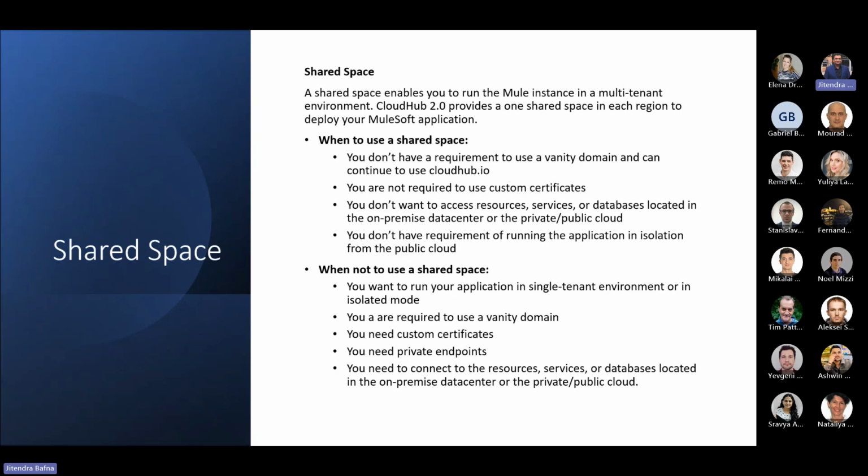The main reason people go with a private space is when they want to connect to resources. Let's consider your database might be located in your corporate data center or on-premises data center, or maybe on any private or public cloud which is not directly accessible or is behind the firewall. In that case, you cannot go with a shared space. You have to go with a private space, because private space provides the capability of creating a VPN, virtual private network, between your CloudHub 2.0 and your on-premises data center.